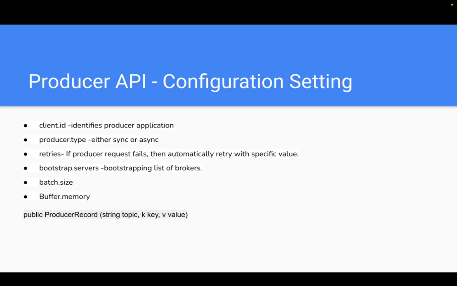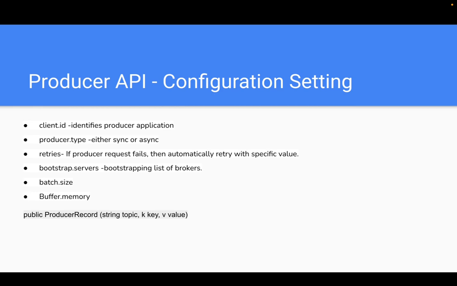Producer APIs have a number of basic configurations. They have a lot of configuration, but I am explaining a few here. One is the client ID, for which client you want to produce messages. Producer type is sync or async. How many retries you want to perform once a message fails in the producer, so you can give the retry number.